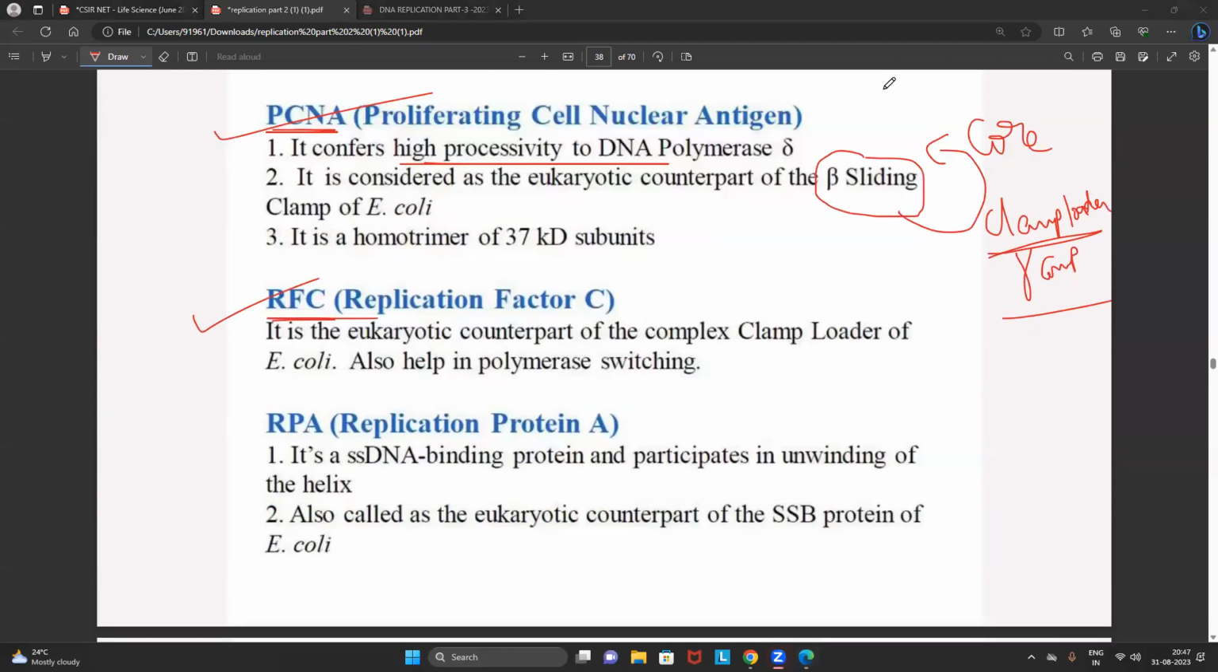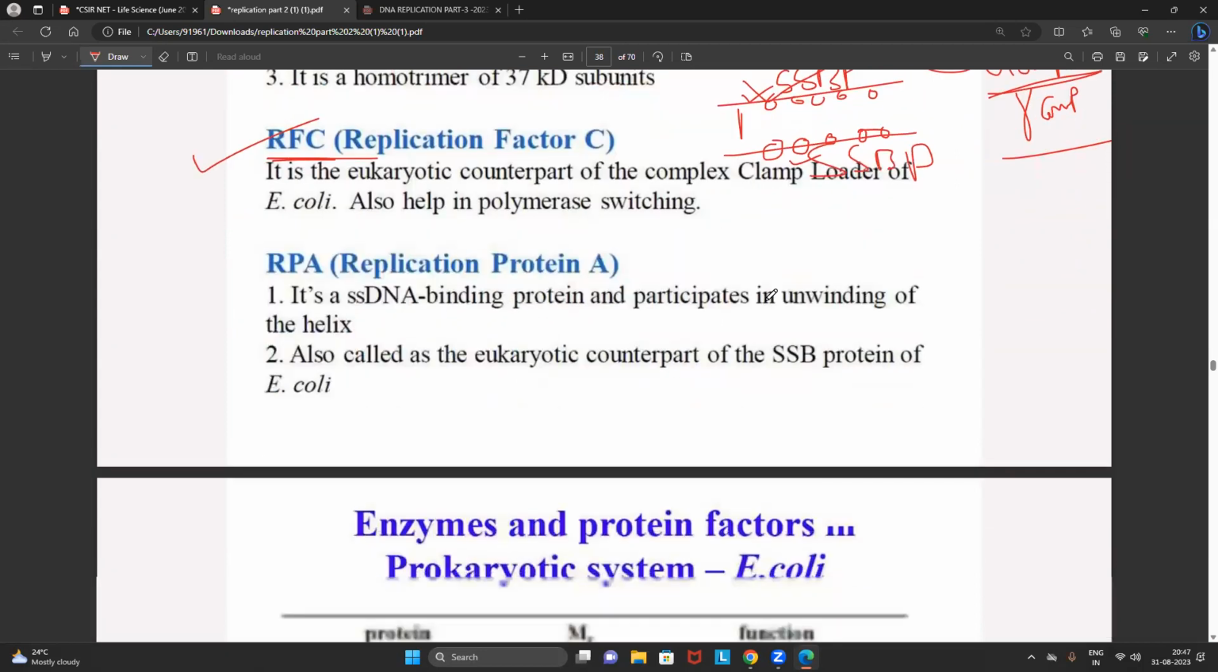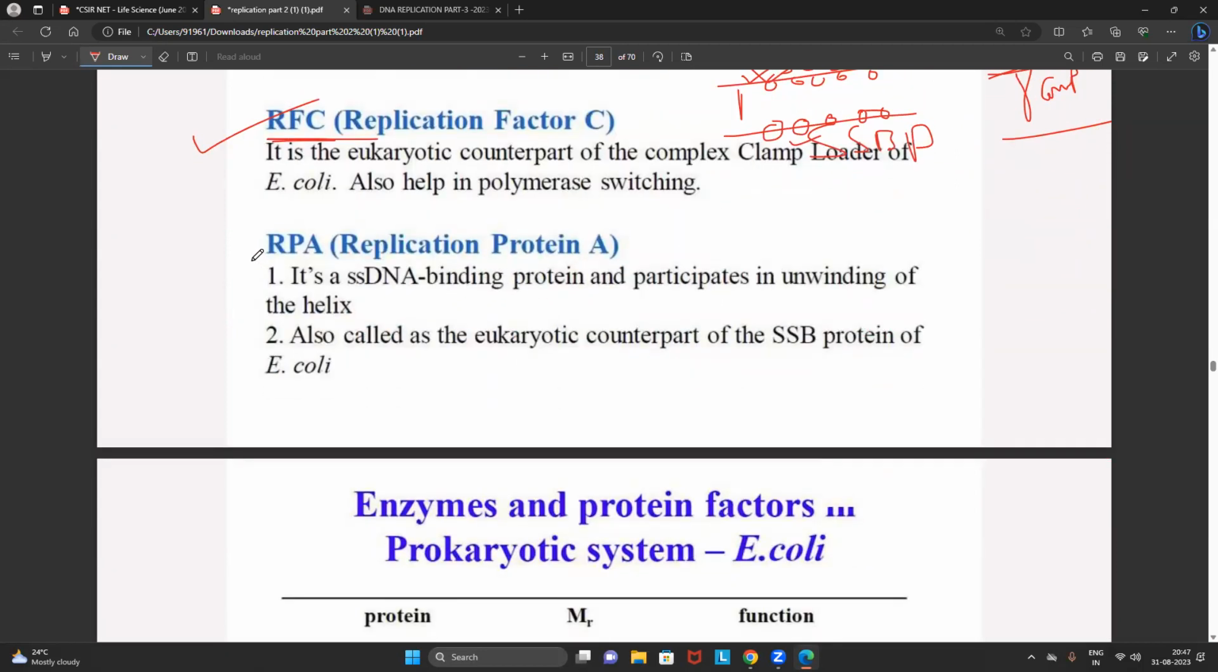What is the name of the protein that is involved in stabilizing the two single strands? We studied, right? SSBP, single-stranded binding proteins. What will the single-stranded binding proteins do? They will bind with the single-stranded DNA. They never allow the two strands to join. Friends, that SSBP has a separate name in the eukaryotes. We call it RPA, replication protein A. Always remember that particular point.